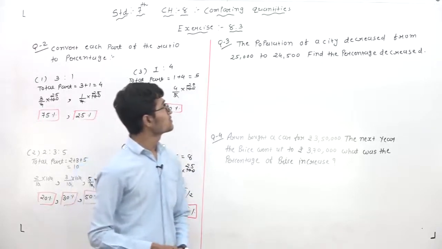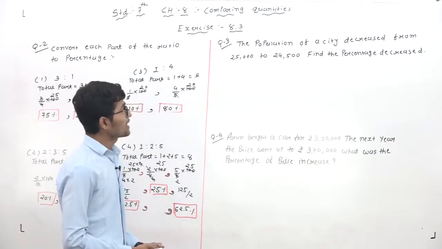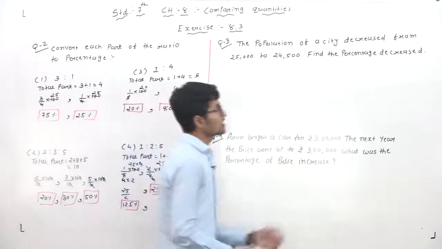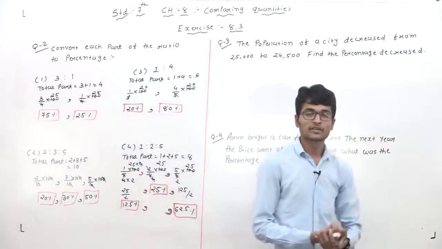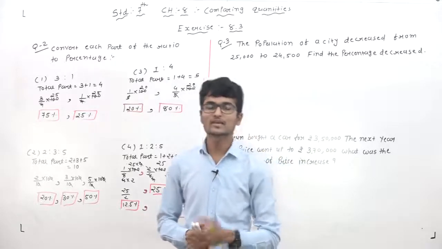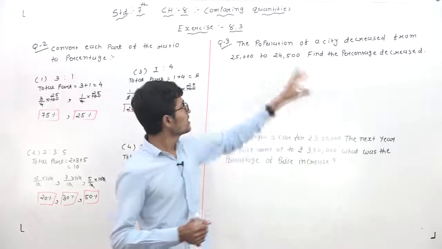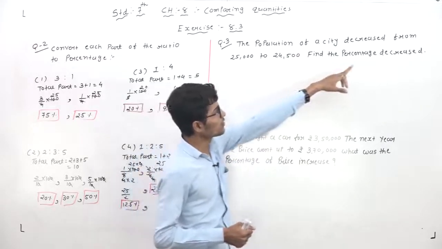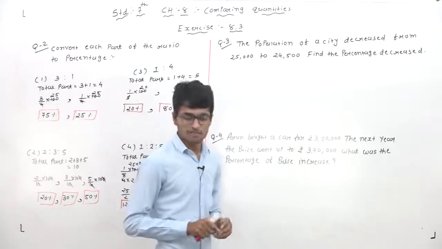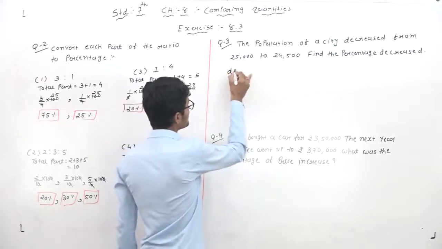In question number 3, the population of a city decreased from 25,000 to 24,500. Find the percentage decrease. It means we have to find the decrease percentage. So dear students, decrease means a type of loss, right? And increase is a type of profit. Here in this question the word used is decrease. Decrease means loss, so we have to find the loss percentage. First of all we will find the loss, that is, the decrease.